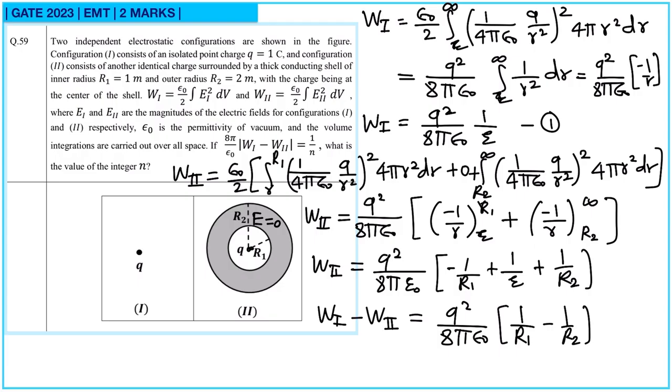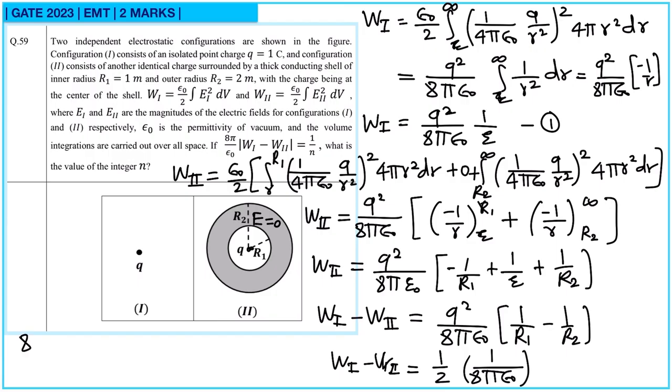But here it is given r1 is 1, r2 is 2. So this will be 1 minus half, that is half. So this will be half into q square upon 8 pi epsilon naught. That is W1 minus W2. And here q1 is also given, q1 is 1. So numerator is 1 square, so that is 1 only. So this is what we are getting.